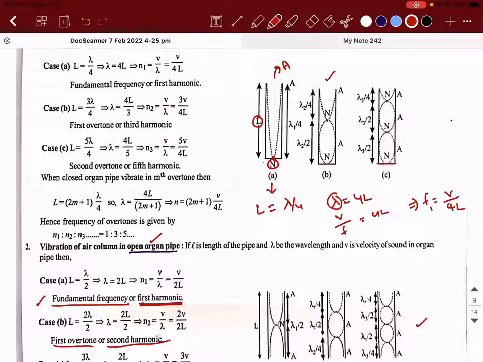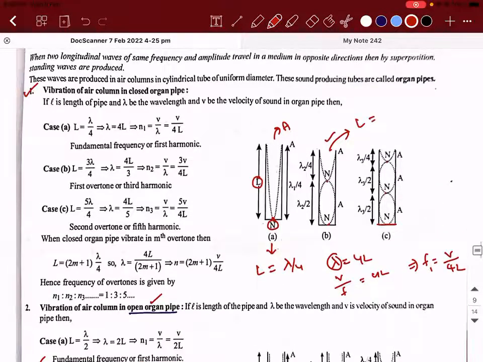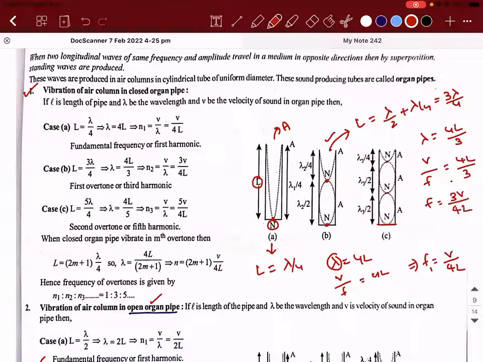Similarly, when one and a half standing waves are formed, then what is going to be the length? In this case, L will be equal to the distance between a node and a node, which is lambda by 2, and the distance between a node and an antinode is lambda by 4. So lambda by 2 plus lambda by 4 is going to give us 3 lambda by 4. So lambda is equal to how much? 4L divided by 3, and lambda is V by F, which is equal to 4L by 3. F is equal to 3V divided by 4L.